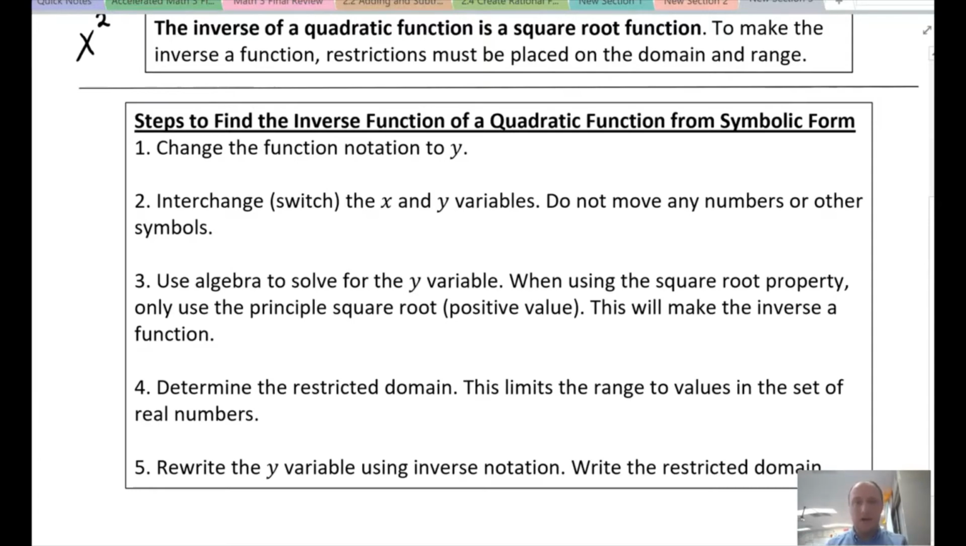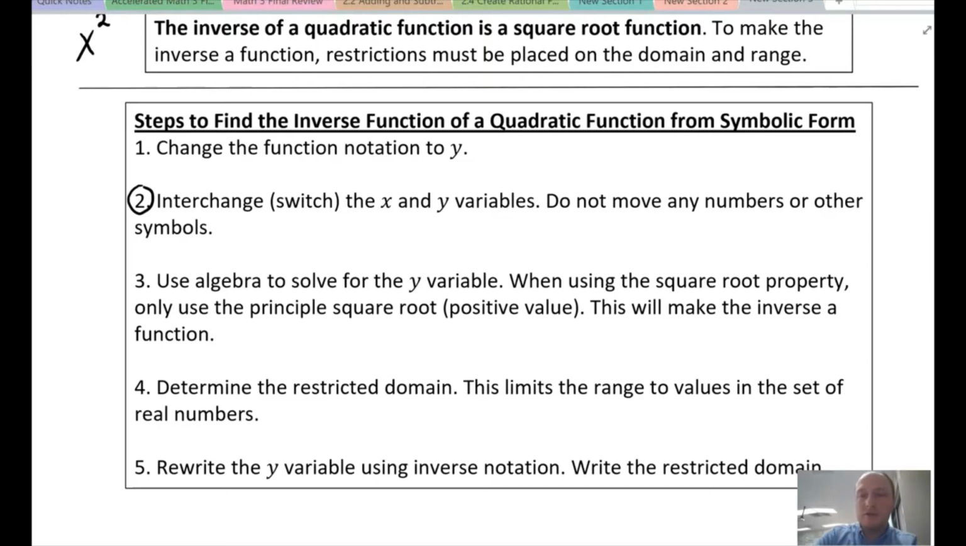Switch your x and your y, right? That's step 2, switch your x and y. Here's the main key idea about inverses. Then step 3, you're going to use algebra to solve for the y variable. Okay, and this is important.